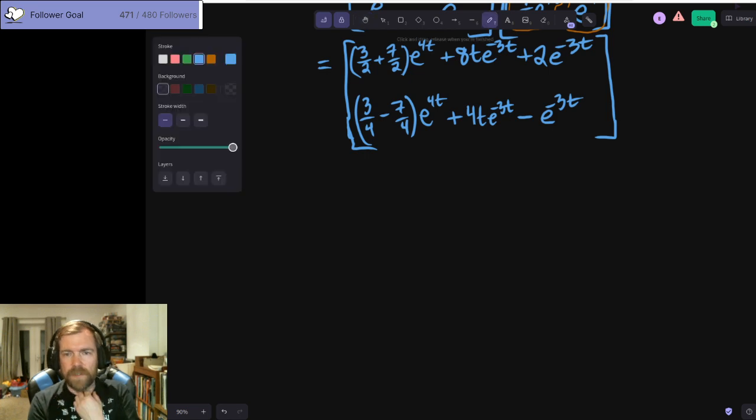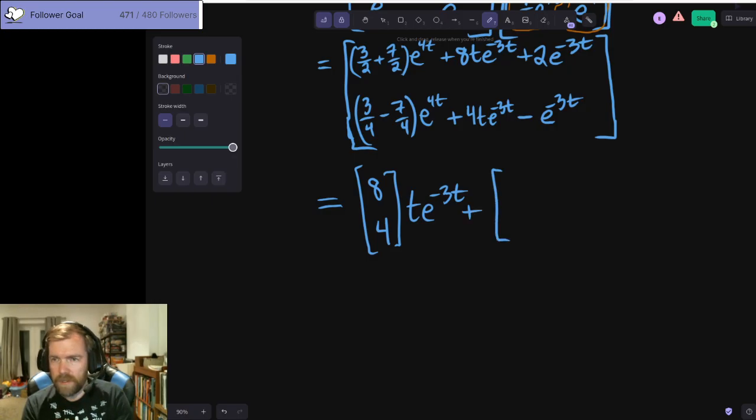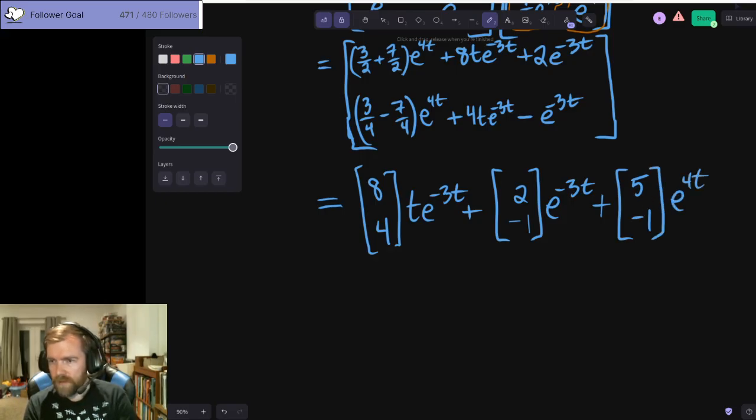So if we look at this stuff, let's see, this combines to be 8, 4, t e to the negative 3t plus 2, negative 1, e to the negative 3t, and it's going to be 10 halves is 5, and negative 4 over 4 is negative 1, e to the 4t. X particular. What do we think?